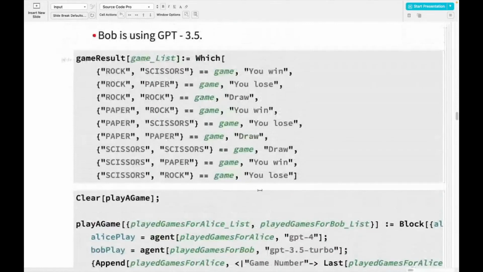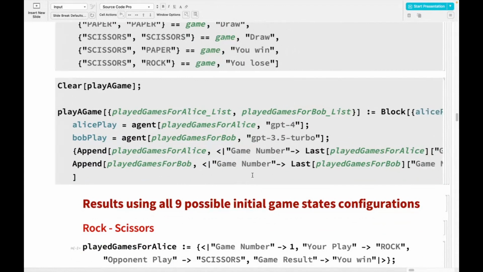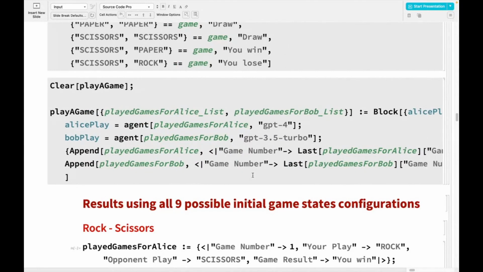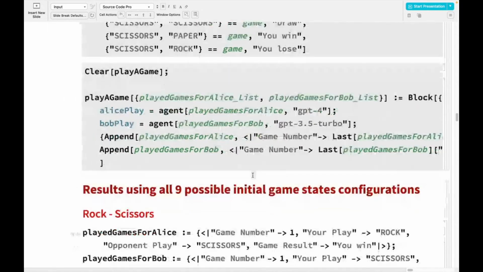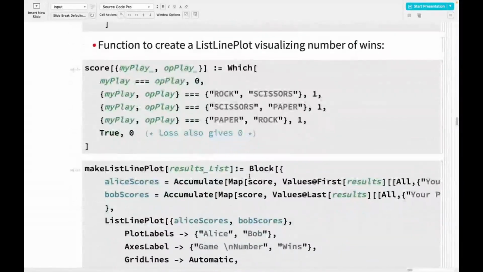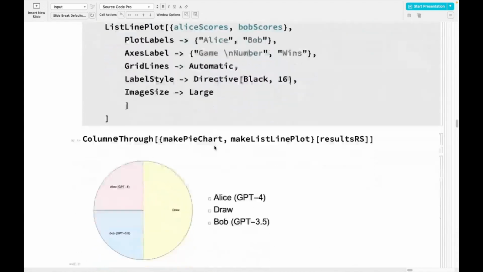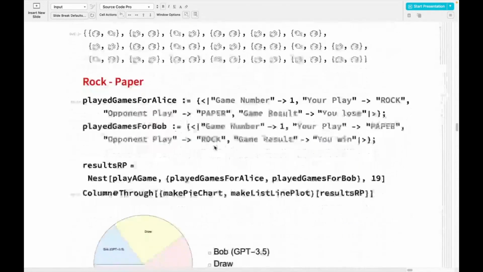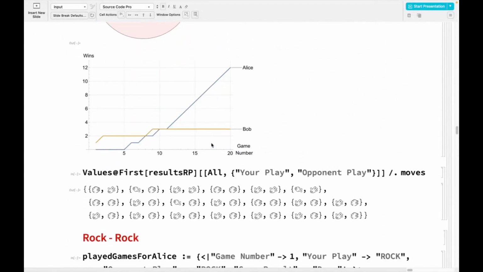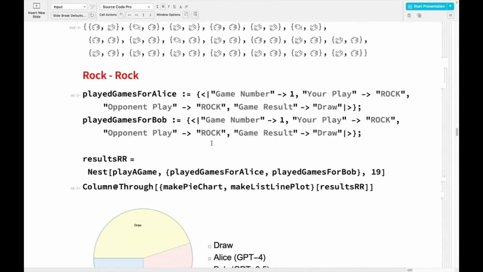All right, so I'm modifying a bit the player game. It's more or less the same, but just adapted to the new structure of the played games for tracking the games so far. And again, the results are similar. So you can see in the first configuration, there is a draw, but then overall, Alice is winning against Bob, against ChatGPT or GPT 3.5 Turbo in this case.